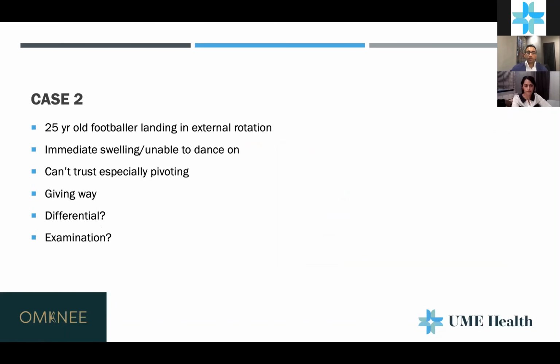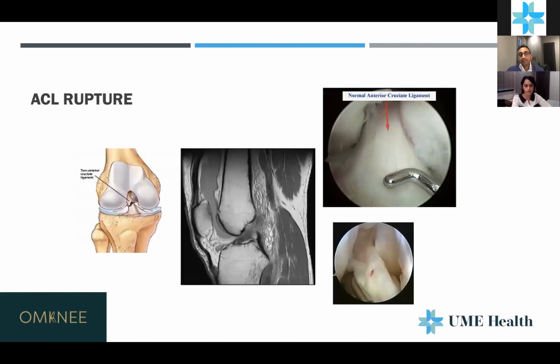So case 2, footballer landing in external rotation, non-contact injury, can't trust the knee. He was unable to play on, and couldn't trust the knee and was having trouble pivoting when he was playing football, and the knee's giving way. So really, this is a classic anterior cruciate ligament injury. There could be lots of other reasons, but that's number 1 on the list.